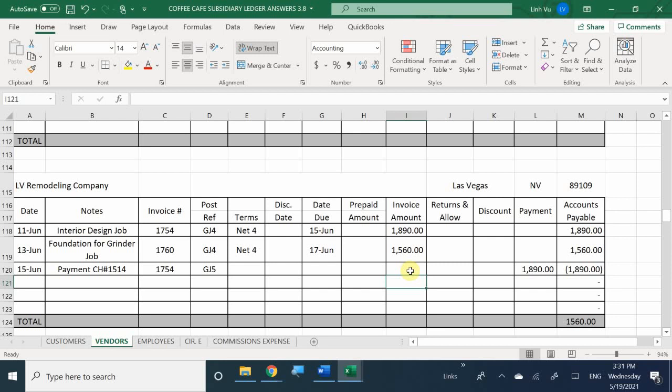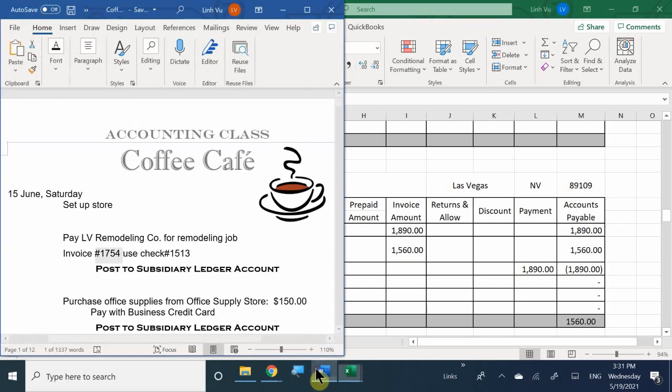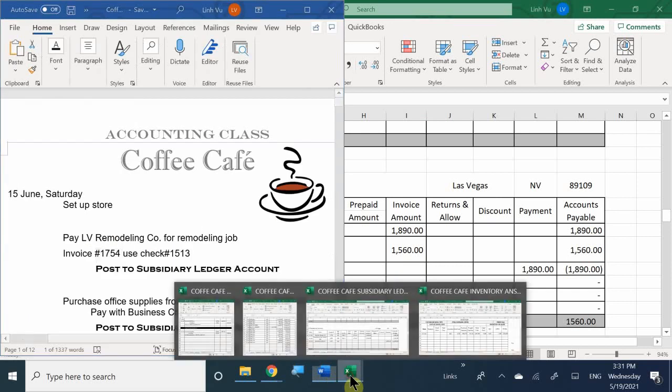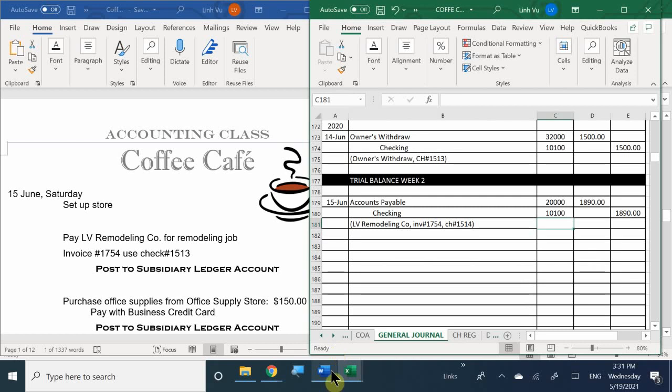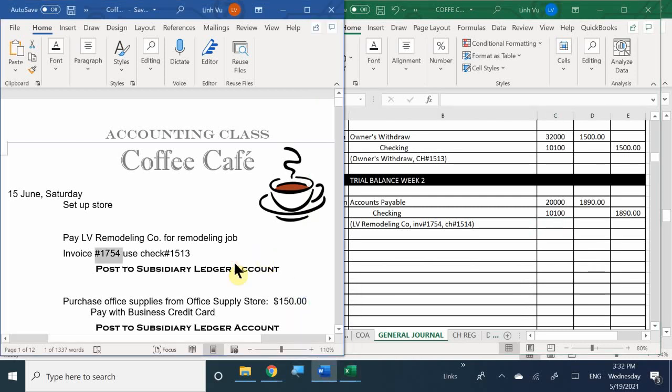So, are we done here? Is this it? I would say yes, because we did the journal, we did the ledger, and we did the sub ledger and the check registry. Good, right? Good. Yep. All right.